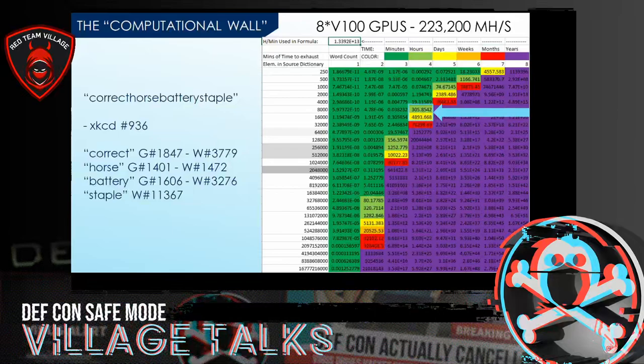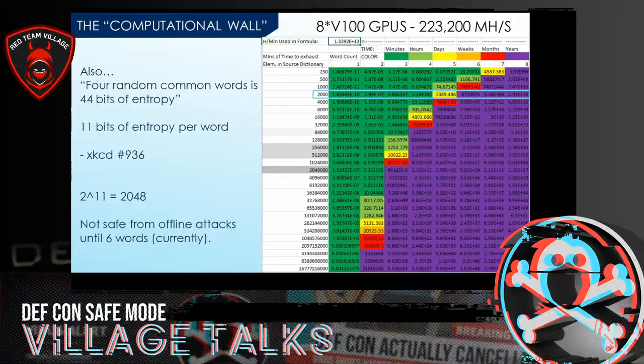Then there's the level of entropy XKCD says is a common word. If we say common words are words that are in the first 2048 of any given word list, the attackers are going to win all the way out to six-word phrases. Yes, really, six, like good luck, Diceware users. This is nasty. There is no way out of this, computationally, with just throwing on common words.